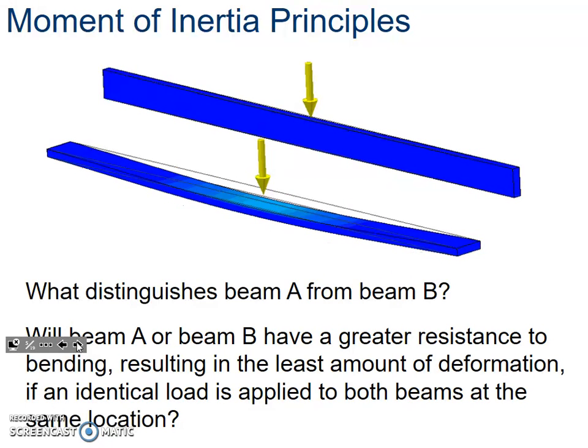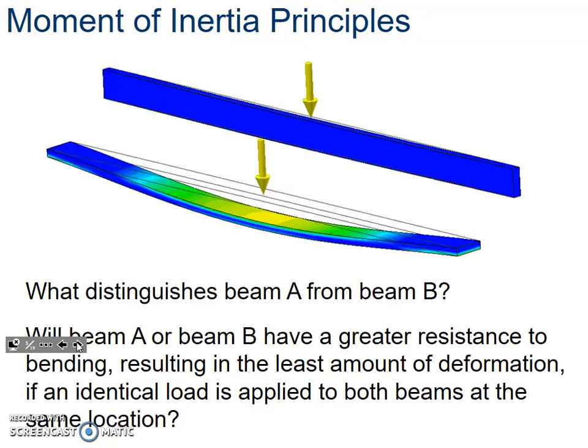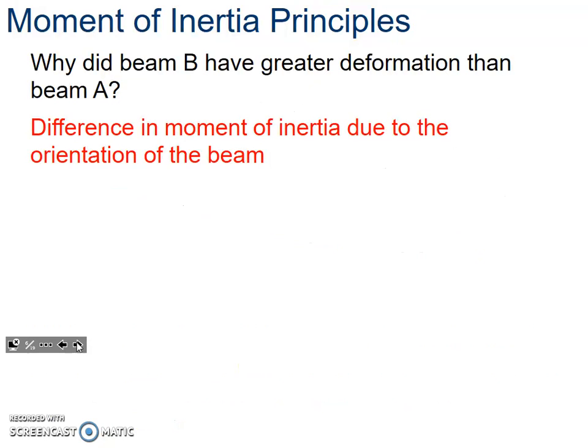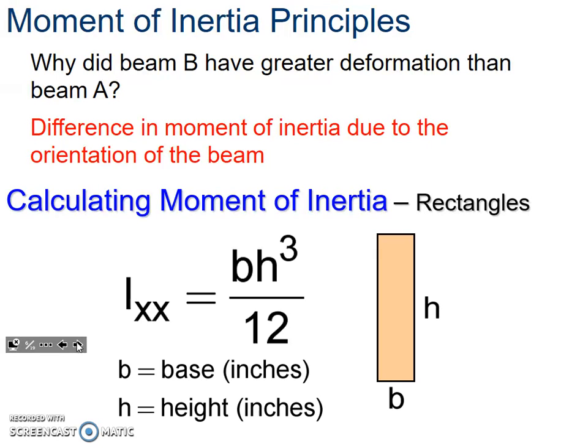Now if we look at this animation, we can actually see that as a plank it bends more. So just by changing its orientation, you can change the overall moment of inertia. The way we do that is by calculating the moment of inertia: the base times the height cubed divided by 12. Notice the cube is going to have a greater impact than the base.